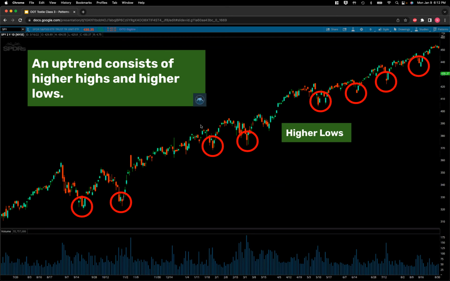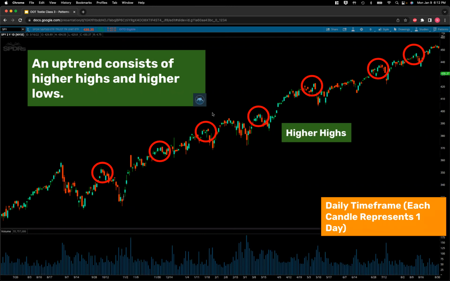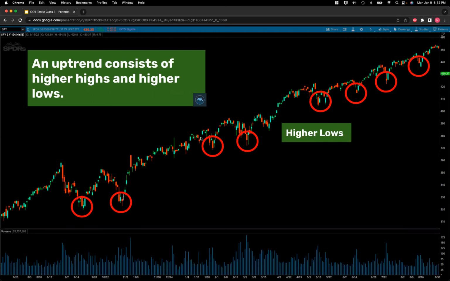So again, here's our basic uptrend. And there's a few ways to determine if a stock is in an uptrend or a downtrend. The first way is what we're looking at right now: drawing out or identifying these higher highs and higher lows.